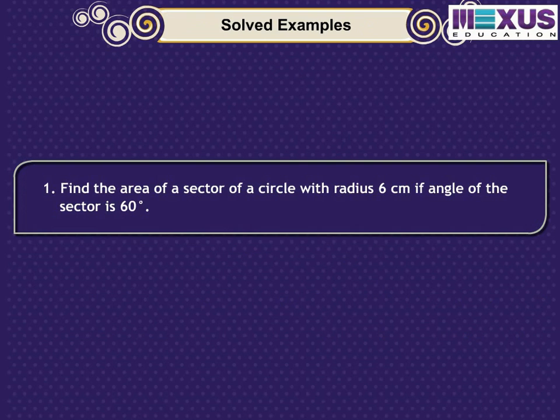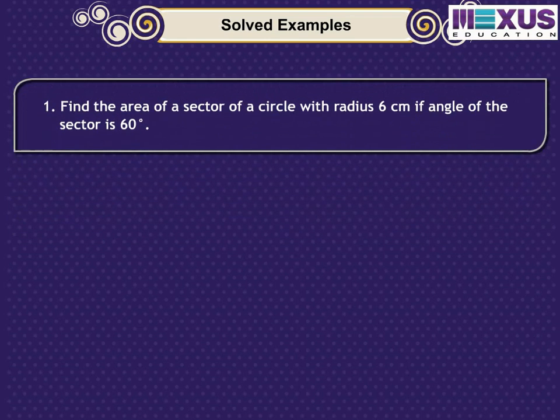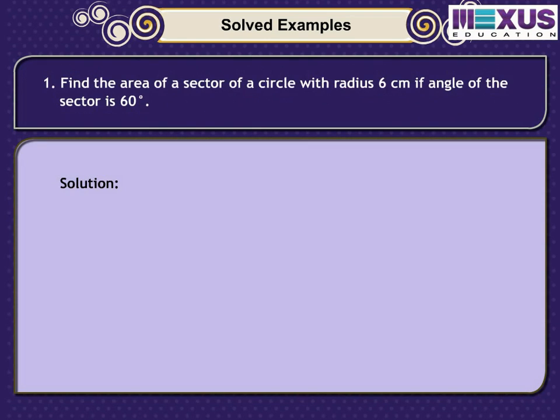Let us solve some examples. 1. Find the area of the sector of a circle with radius 6 cm if the angle of the sector is 60 degrees. Here we need to use the formula of the area of the sector, that is theta divided by 360 degrees into pi r square.